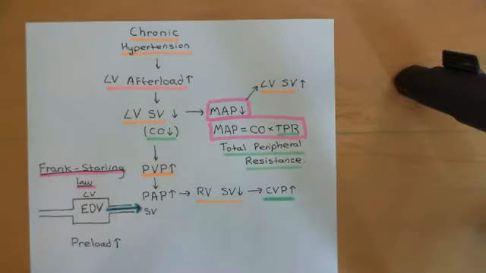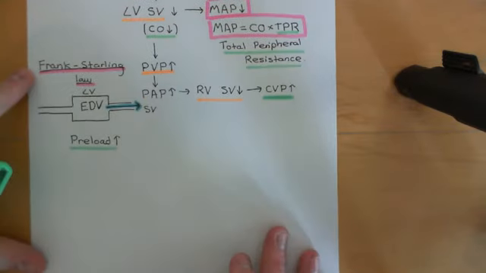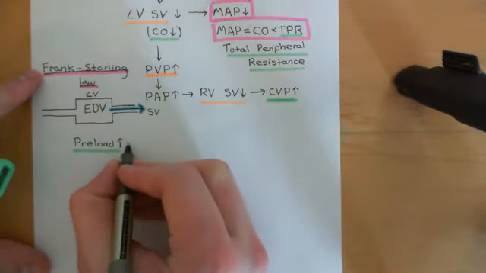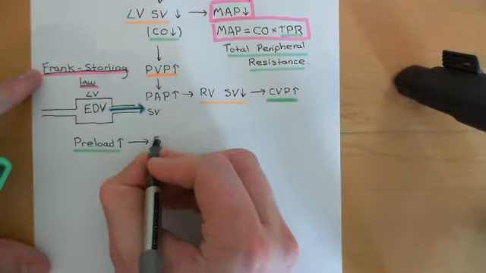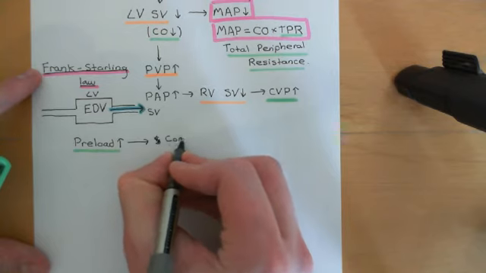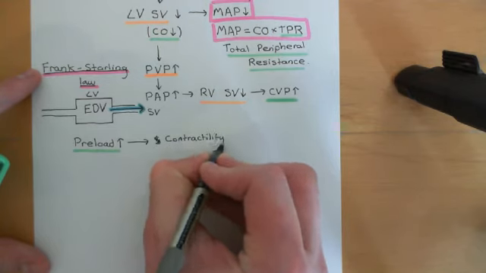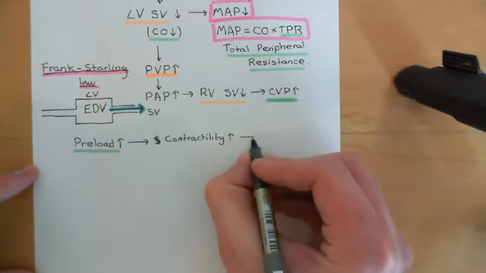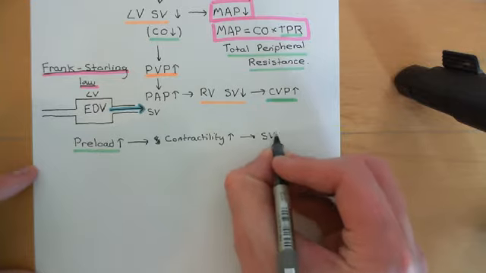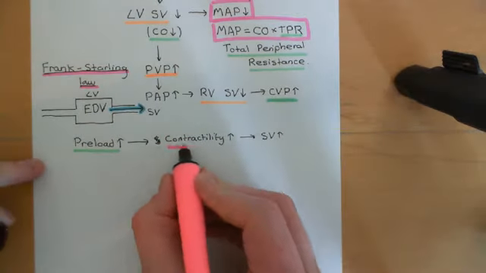If you stretch the wall of the ventricle more, if you increase the preload, the stroke volume is going to increase. Well, actually, before that, let's say the contractility of the myocardium is going to increase. So contractility is going to go up, and that's going to cause the stroke volume to go up. And that's what the Frank-Starling law is saying here.